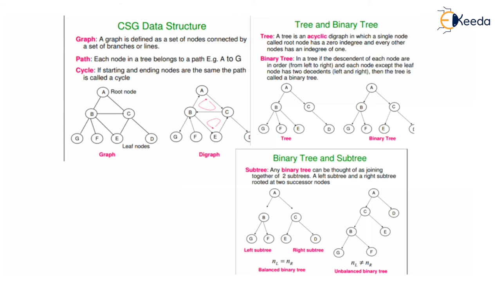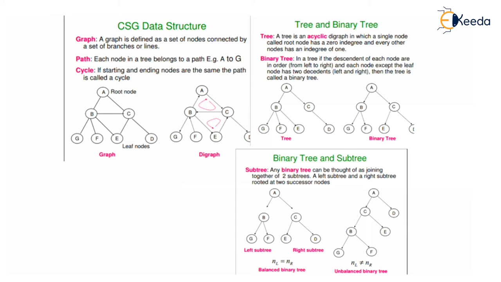Understand clearly the CSG data structure, the graph. A graph is defined with a set of nodes connected by a set of branches or lines. A path is followed, that is each node in a tree belongs to a path, for example A to G. So A, B, G is one of the paths. A cycle is when the starting and ending are the same. Remember in CSG tree, these are the domains. A, B, C is a cycle. B, C, E is one of the cycles. So location and path is defined in a cyclic path.